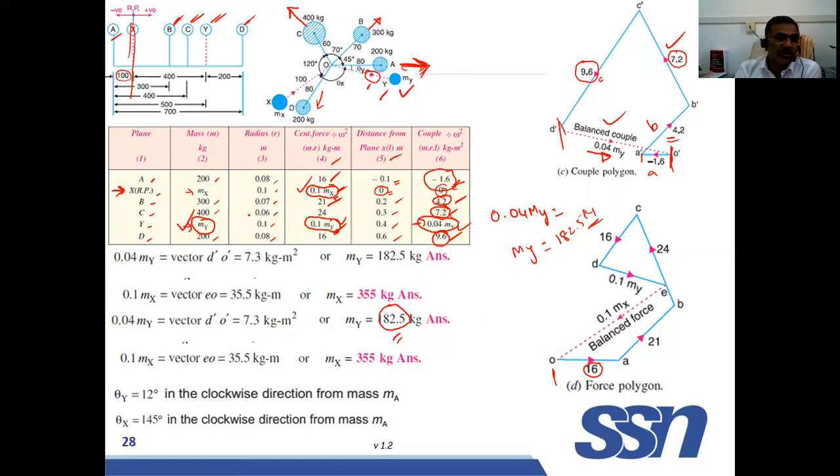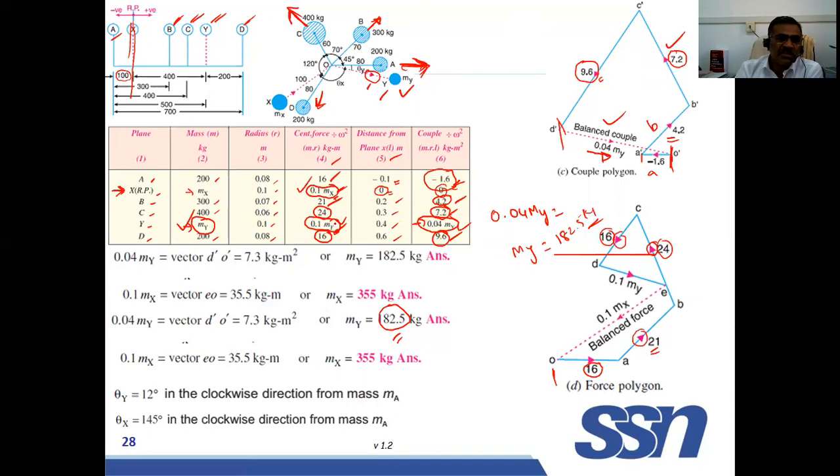So next 21. What is B? Mass B. This is a direction and 21. Then you take the next mass C, 24. What is the direction? This is a direction, 24. Now you take D. Before that you can take Y also, or you can take after that also, no problem. You take D. How much? 16. What's the direction? This is a direction, this is a magnitude.